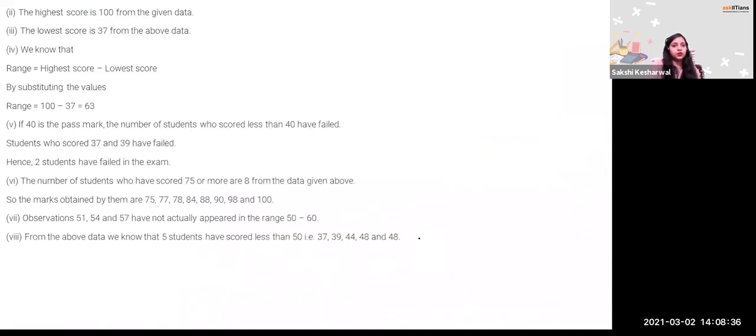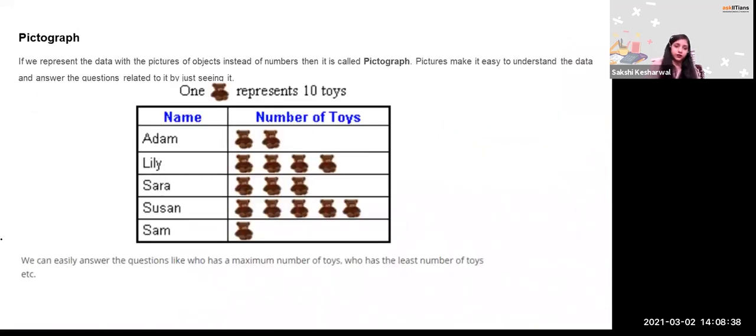Now, let's come to the next. What is a pictograph, right? Pictograph is basically a what? See, there are different ways of presentation of data. Once we have done the presentation of data in tabular form, right? And there's another way of presentation of data in pictograph form.